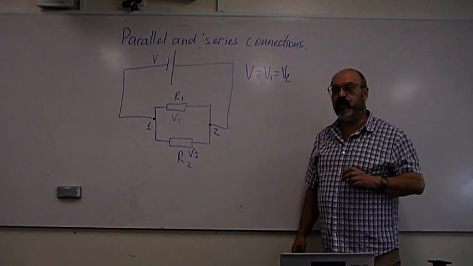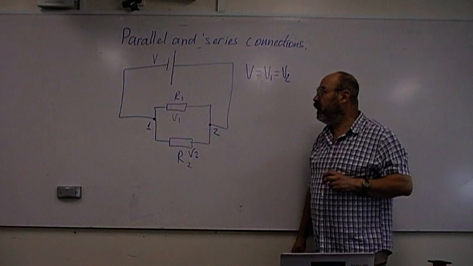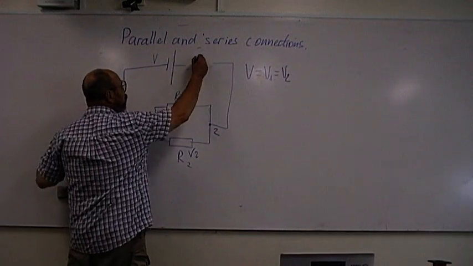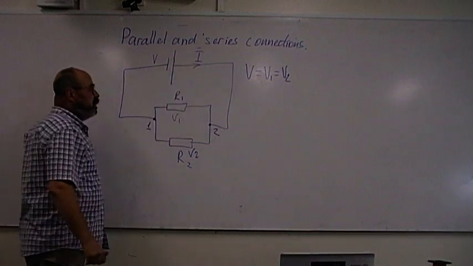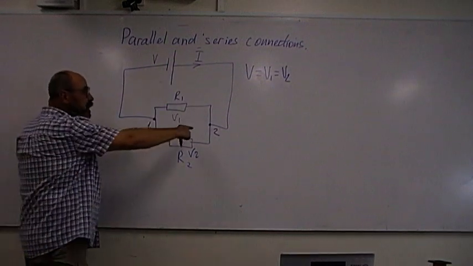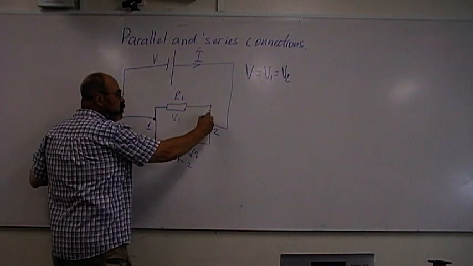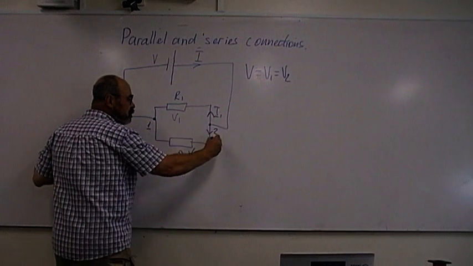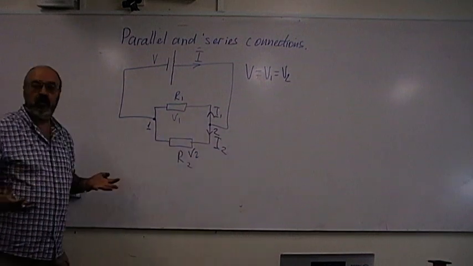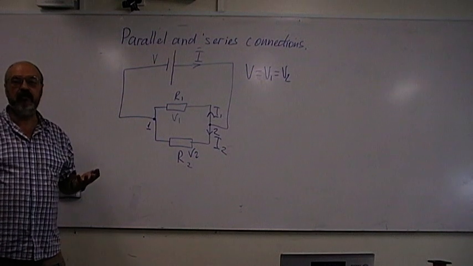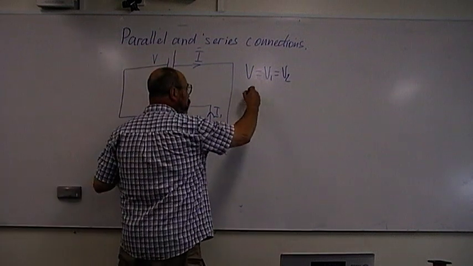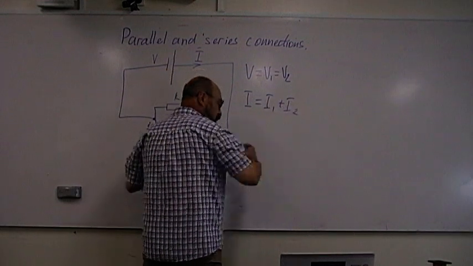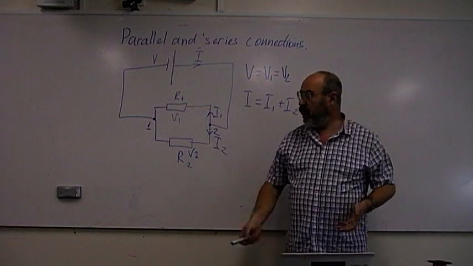Now, what can we say about the current? If we have current I, the total current that came from the battery, here it will split. Some electrons will move through resistor 1, some through resistor 2. But the total number of electrons moving through the circuit stays the same. So we will have the total current equals I1 plus I2. There are two ways for electrons.